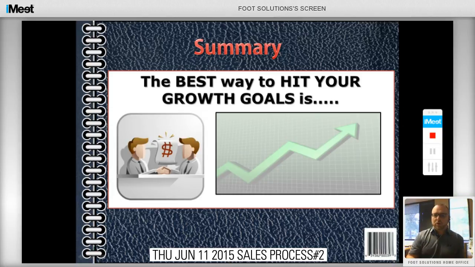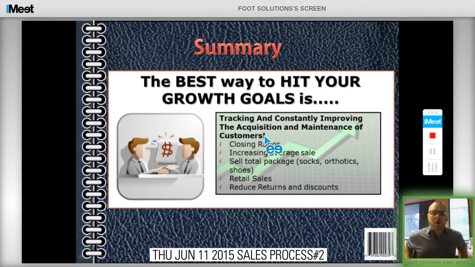So the best way to hit your growth goals, number 1: We talked about the importance of knowing your closing ratio and knowing your average ticket. Well, the closing ratio is the only thing right now that we can't track automatically. We have some franchisees who are willing to test it. It's going to be a camera that has a beam. When they cross the beam, it counts the customers.